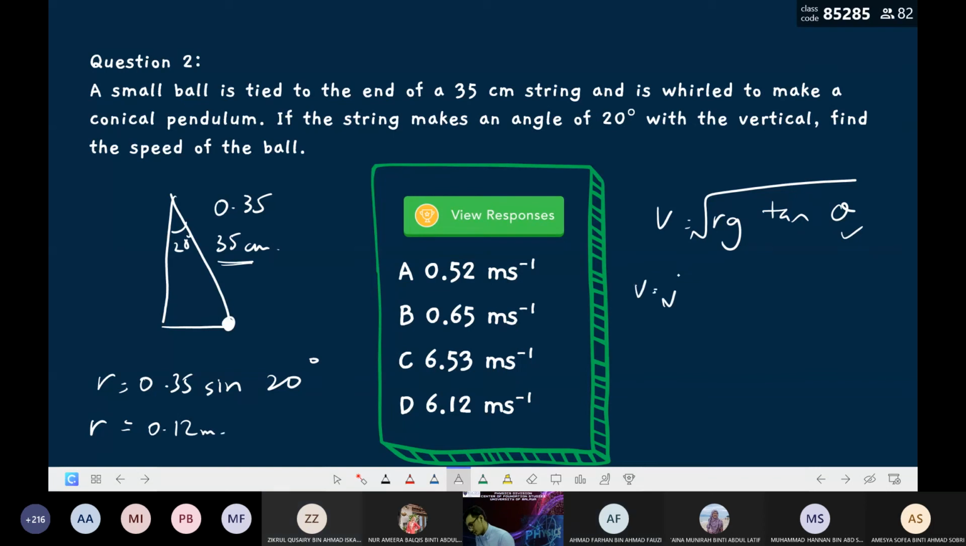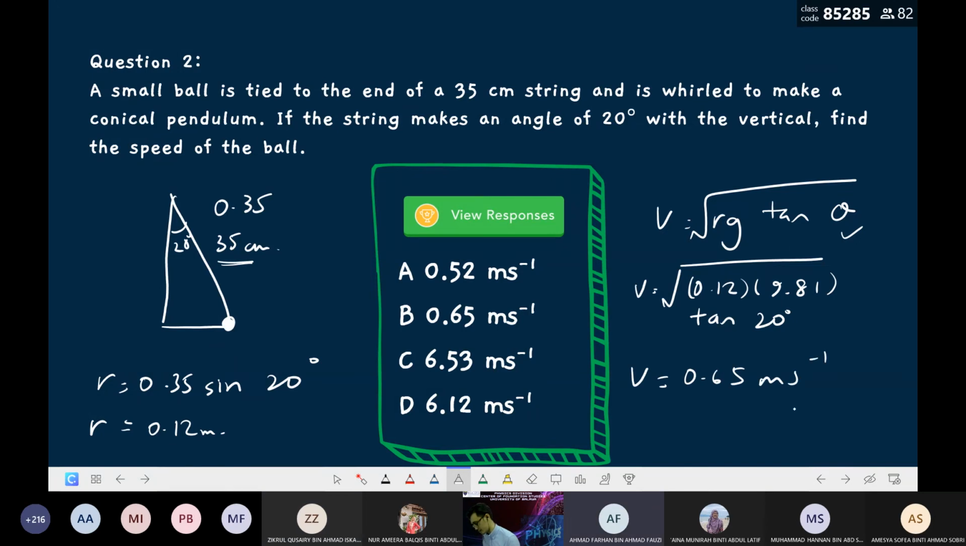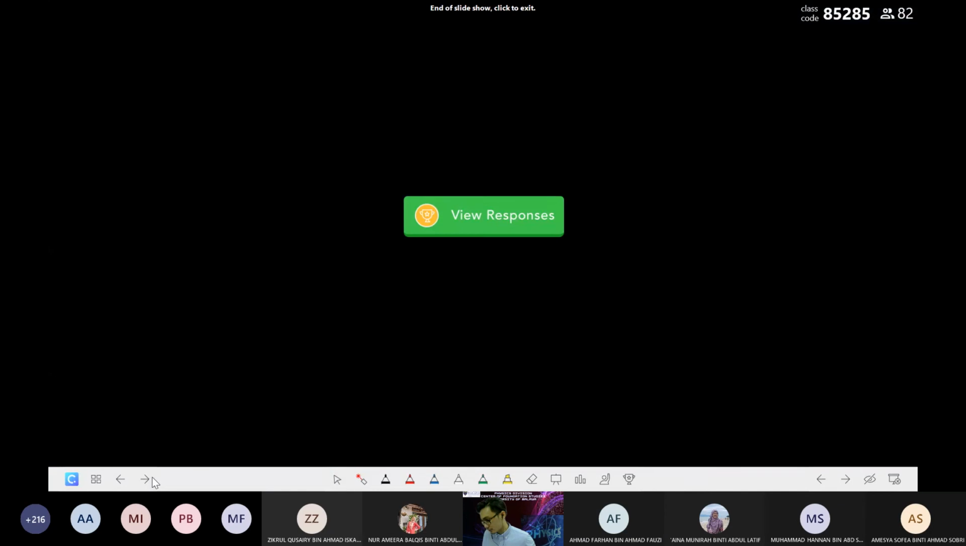Jadi V is equal to square root of 0.12 darab our gravity darabkan dengan tangent 20. Okay, jadi jawapan velocity is 0.65 and the unit is meter per second. Alright, I think that's all untuk Conical Pendulum.